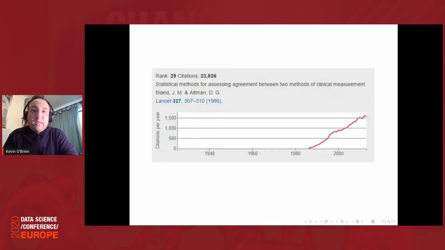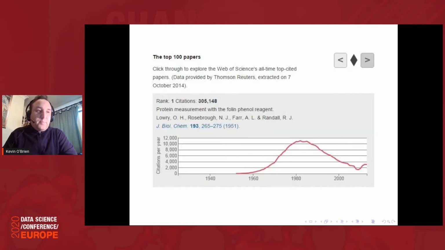Okay, and they found that this Bland-Altman plot, which is the test that the paper proposed, was 29th. Now, this is a little bit out of date. It has doubled since. At the time of writing here, it was 23,000. It's now 47,000. Okay, so it's been a huge success.